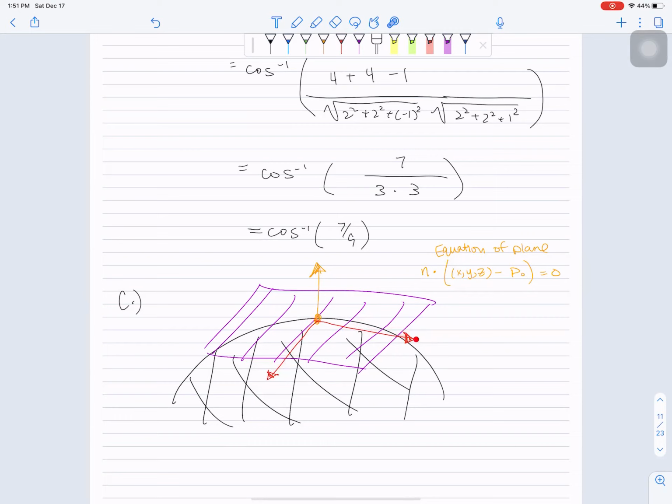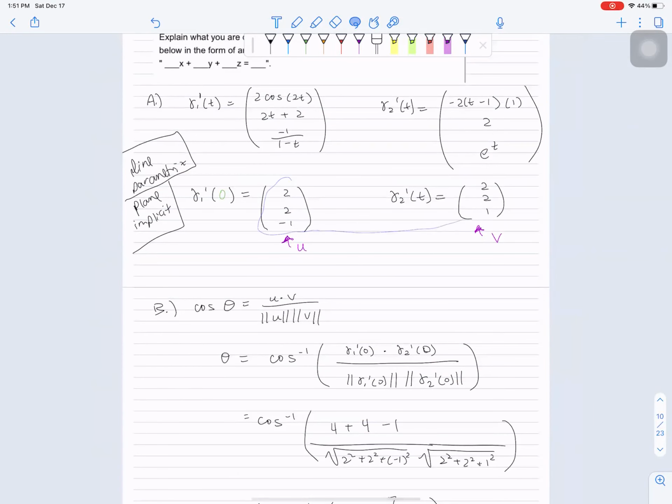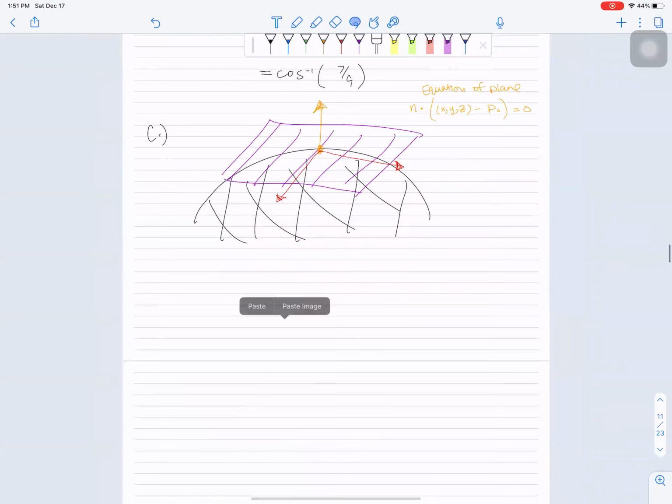What do I know about these red tangent vectors? If I take the cross product, I'll get a resulting vector that's orthogonal to both of these vectors. So if I take the cross product of my two red vectors from part A, I'll get a normal vector. What were my red vectors? This is my first red one, and this is my other red vector. So the orange normal vector is going to be 2, 2, negative 1 cross product with 2, 2, 1.